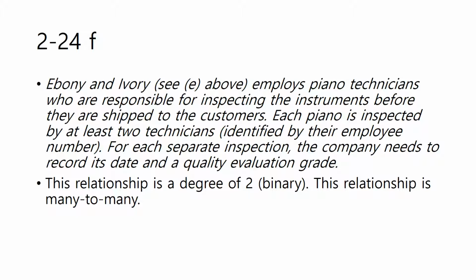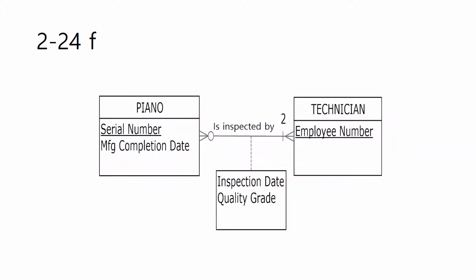Binary. So this relationship is many-to-many. So you can see, the piano is inspected by at least 2 technicians. Technician is an employee number. This is the identifier. And then the primary composite attribute, serial number, and then employee number, and then non-primary attributes, inspection date and quality grade.